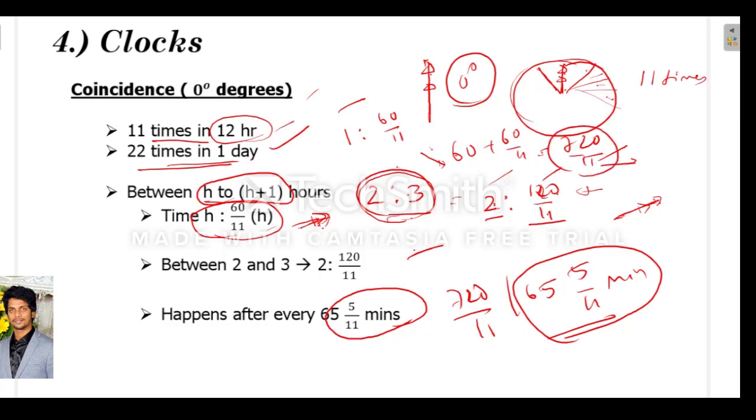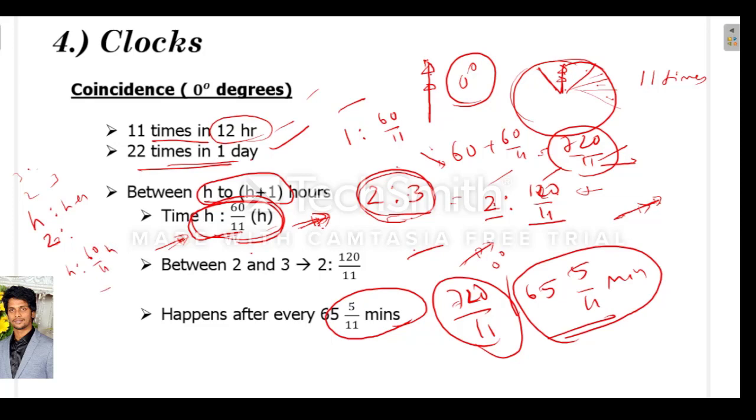So for every 720 by 11 minutes once, the angle between the hours hand and minutes hand will become 0. And this is the formula to find out the time at which the angle between the hours hand and minutes hand will be 0. So between h and h plus 1 hours, like 2 to 3 or 3 to 4, at time h is to 60 by 11 into h, the angle between the hours hand and minutes hand will be 0. Just remember this formula.